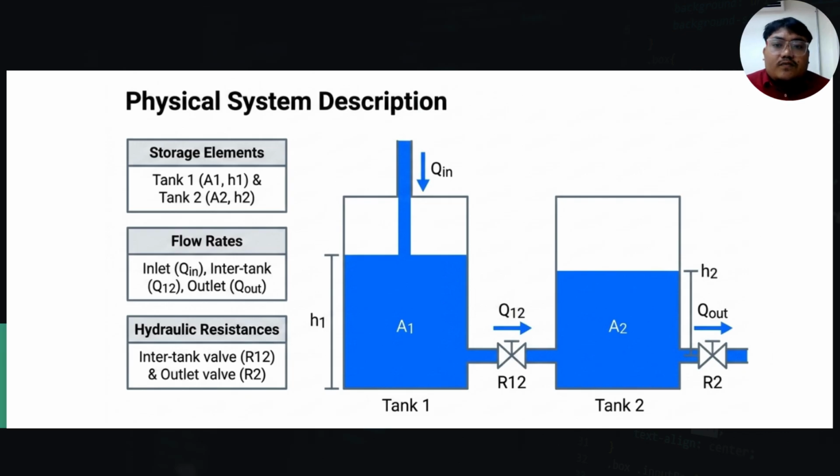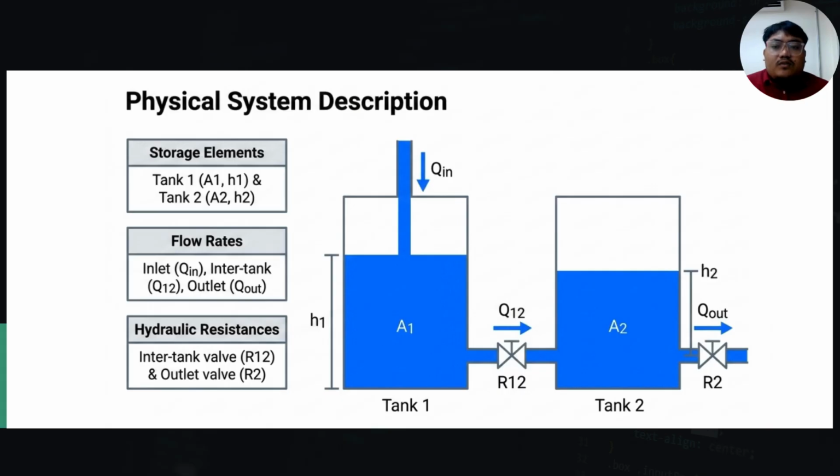This slide shows the physical system of the two-tank model. The system has two main storage elements, which are tank 1 and tank 2. Tank 1 has cross-sectional area A1 and water level H1. Tank 2 has cross-sectional area A2 and water level H2. Water enters tank 1 through the inlet flow, which is labeled as Q in. Then the water flows from tank 1 to tank 2 through the mechanical valve.